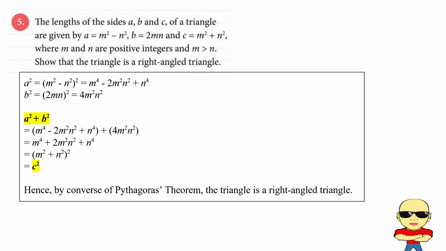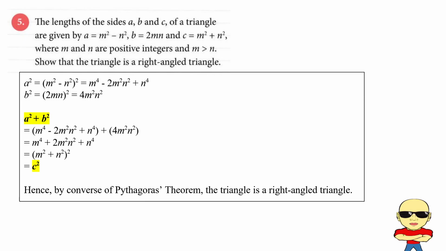Question 5. The lengths of the sides a, b, and c of a triangle are given by a equals m square minus n square, b equals 2mn, and c equals m square plus n square. So m and n are positive integers such that m is greater than n. Show that the triangle is a right angle triangle.